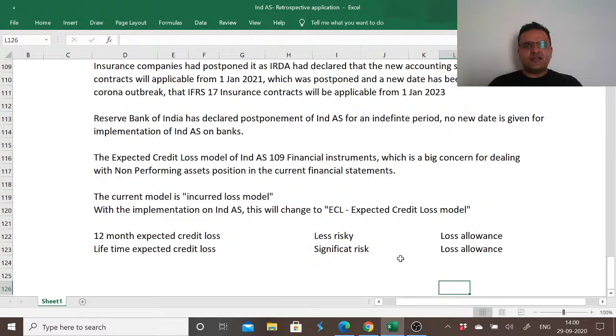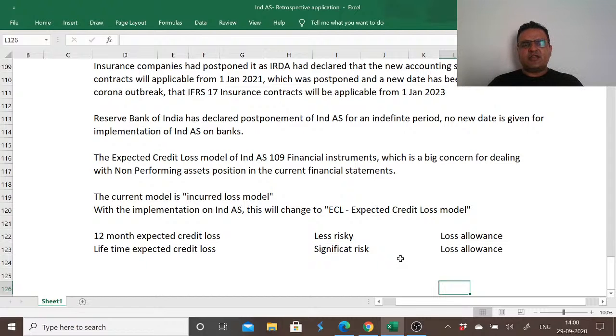Since all the listed entities are today preparing and presenting financial statements based on Ind AS, all the entities with a net worth of more than 250 crore in India, except banks and insurance companies, are preparing financial statements based on Ind AS. So it doesn't matter whether you are listed or not. If your net worth is more than 250 crores, even private limited entities are required to present their financial statements based on Ind AS.